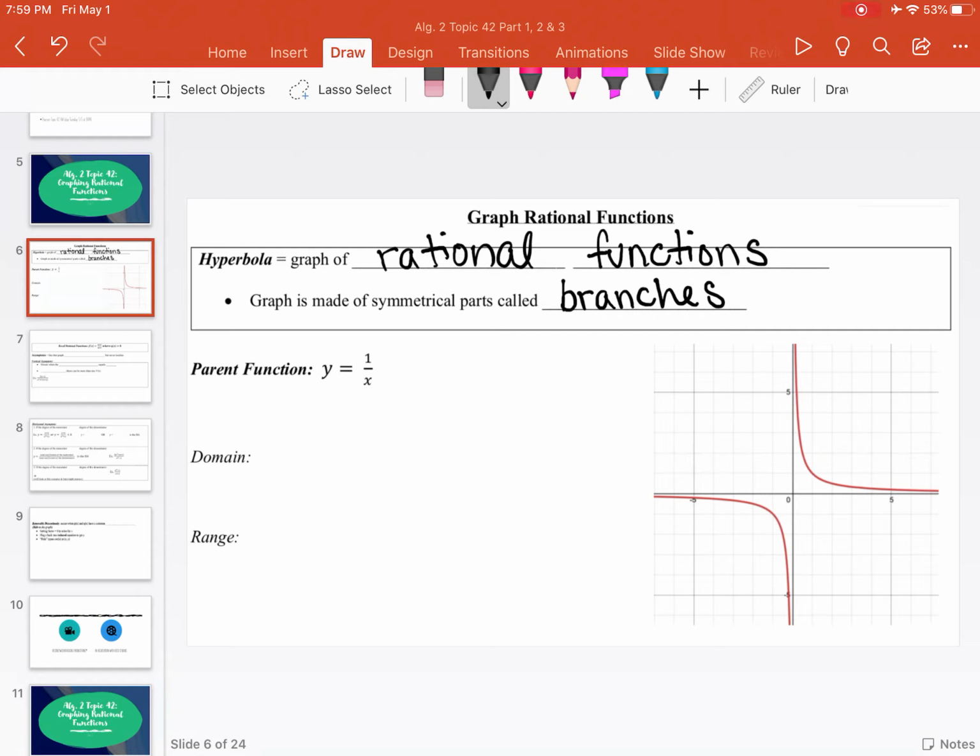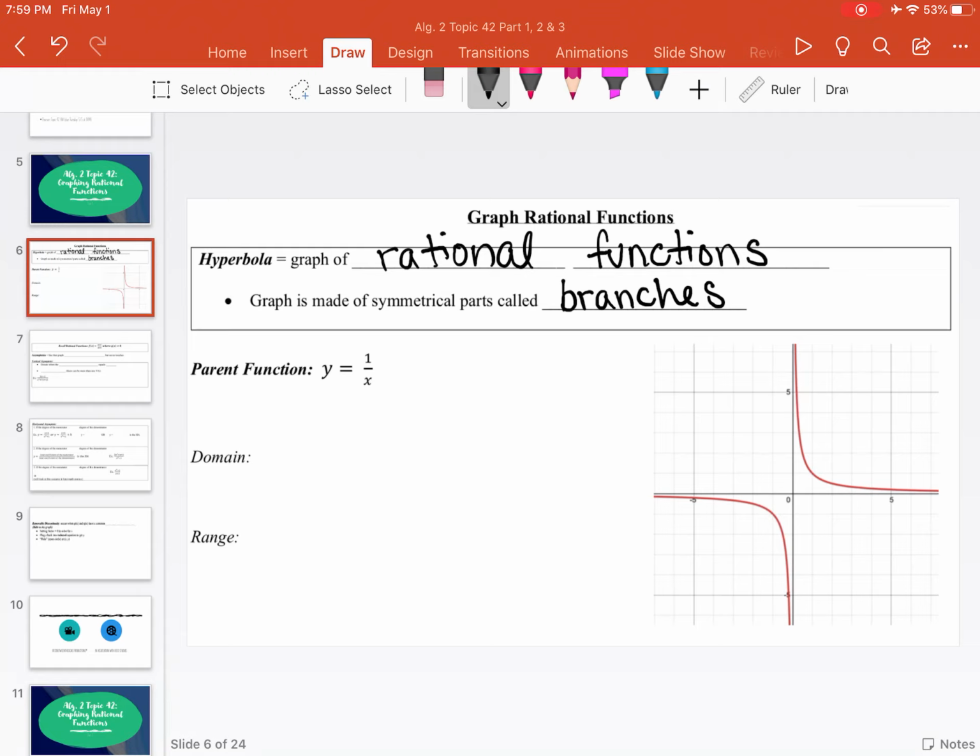Now, to our right, we see the graph of this parent function. Notice how we kind of have two curves here. These are our branches. And notice how the graphs approach certain values but never actually touch them.